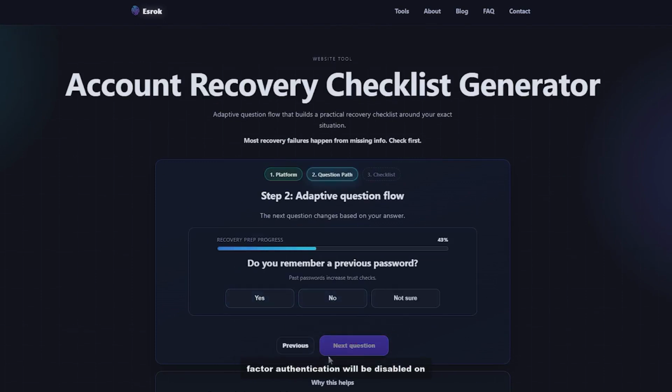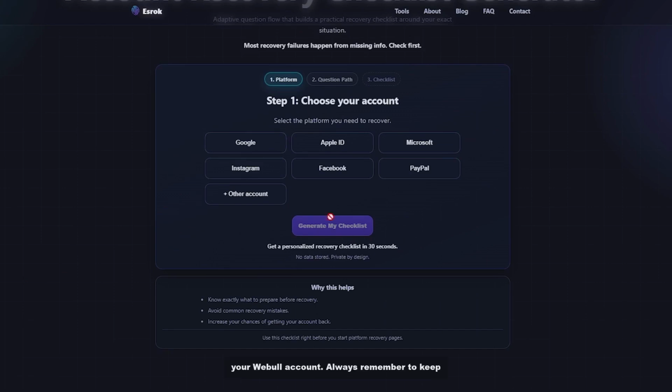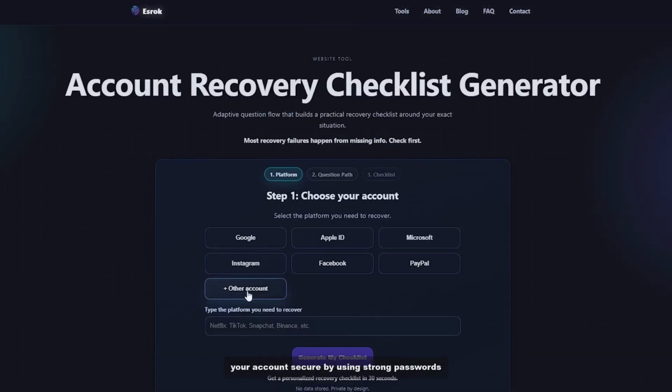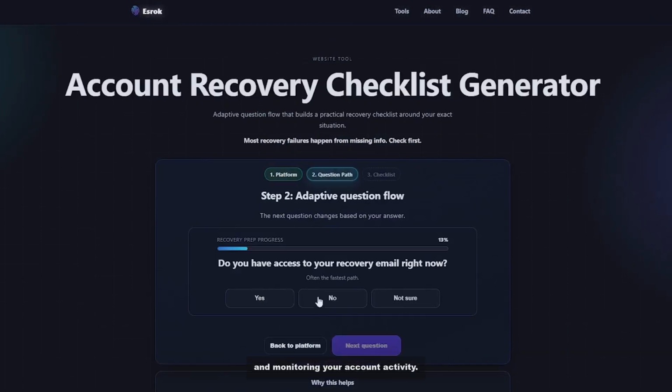Once you have completed these steps, two-factor authentication will be disabled on your Webull account. Always remember to keep your account secure by using strong passwords and monitoring your account activity.